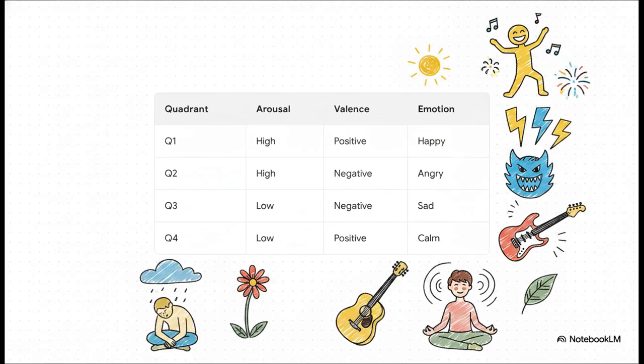Quadrant 1 is high energy and positive, so your happy, exciting pop anthems. Quadrant 2 is high energy but negative, perfect for when you're stuck in traffic and just need some aggressive heavy metal. Quadrant 3 drops down to low energy and negative. Think sad, melancholic ballads. And Quadrant 4 is low energy but positive, so calm, relaxed, acoustic tracks. This grid right here, this is the ultimate target every single algorithm is trying to hit.